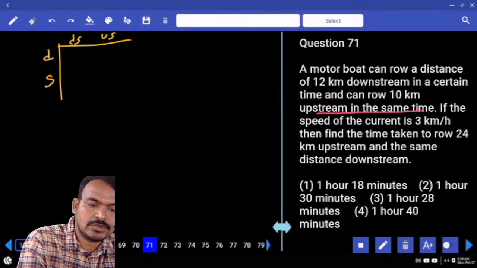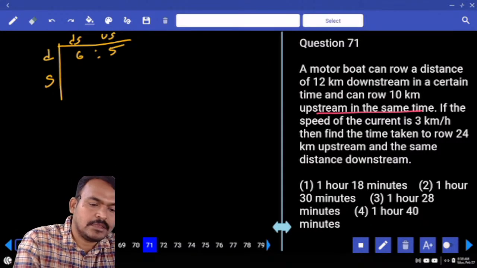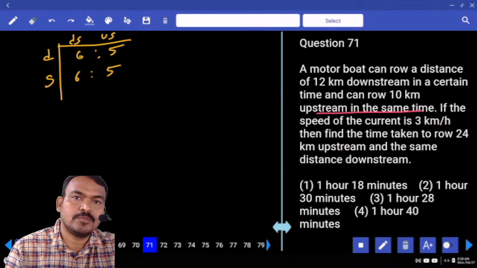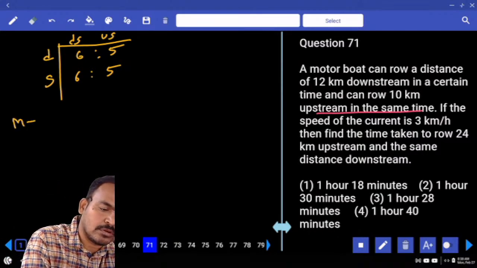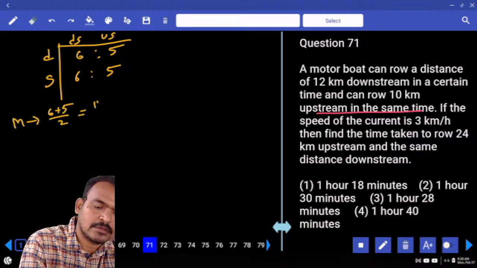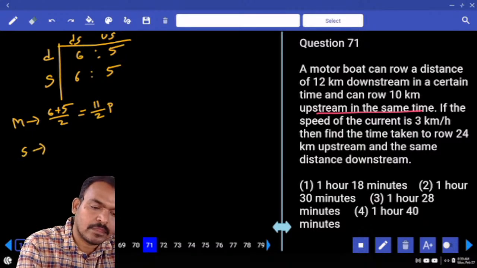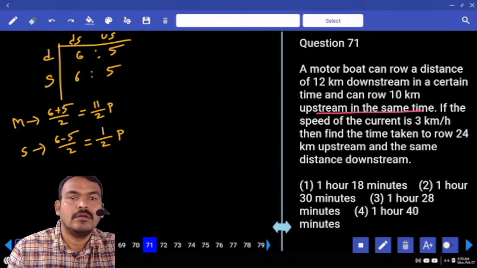What is the distance ratio? 6:5. Speeds are also 6:5, or not? Means downstream speed is 6 parts, upstream speed is 5 parts. Then speed of the boat is 6 plus 5 by 2, or not? How many parts? 11 by 2 parts, or not? Next, speed of the stream is 6 minus 5 by 2. How many parts? Half part, or not?